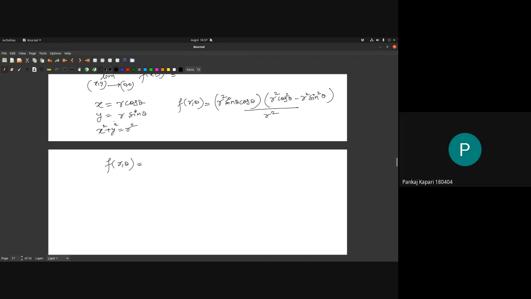You can always cancel this r square, right? You can cancel this r square with this r square, and you can take these r square common. So we will have r square sin theta cos theta in the bracket cos square theta minus sin square theta. Now can you tell me what is the limit of this function?